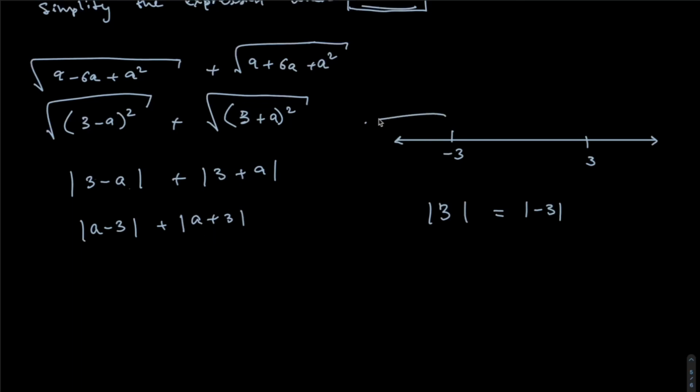Now, this is beyond minus 3 here, all the way to negative infinity. So what I'm going to do is write this as negative of a minus 3, and negative of a plus 3. Obviously, it's being added, and the negative sign kind of overpowers the positive plus. So I'm going to write it as minus a plus 3, minus a minus 3. So this gives me minus 2a. This is my final answer.